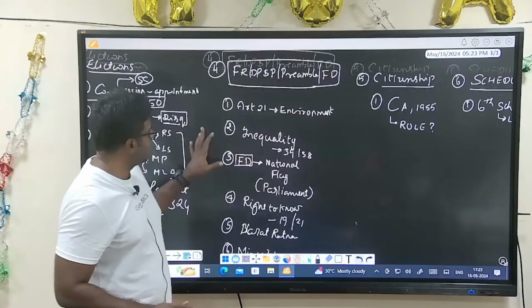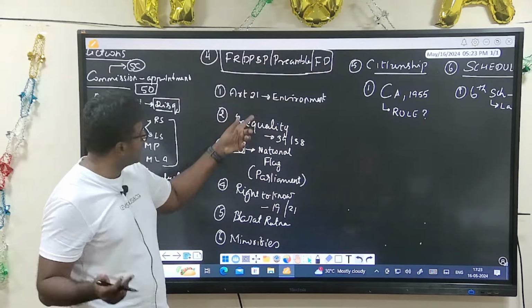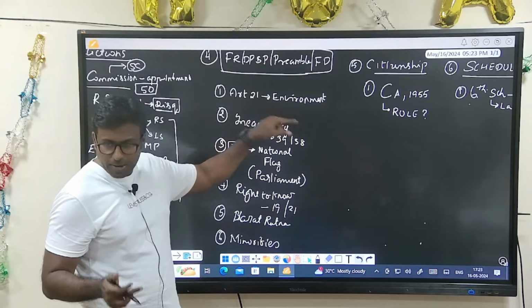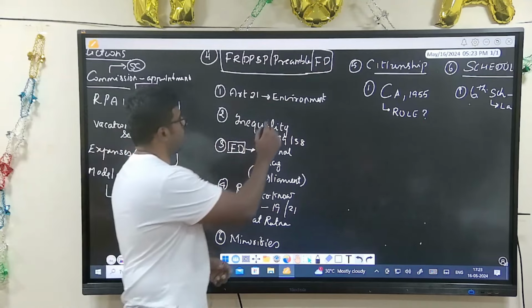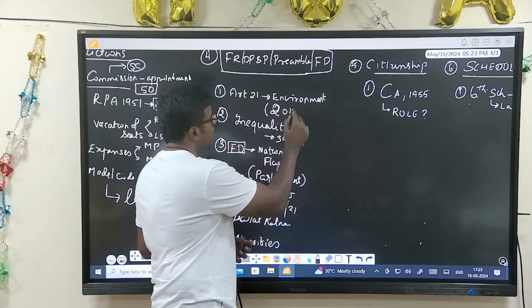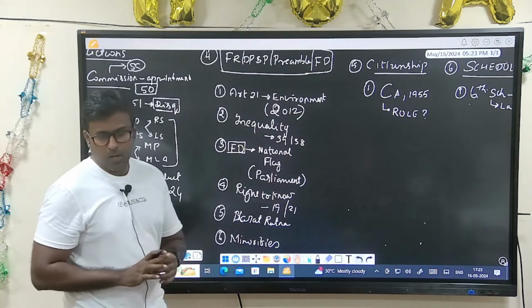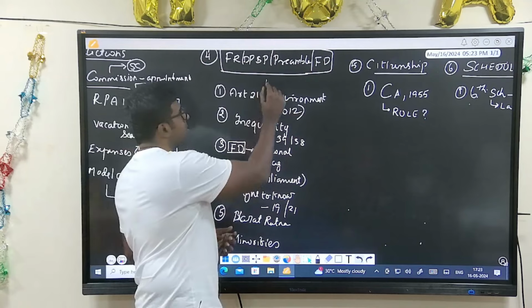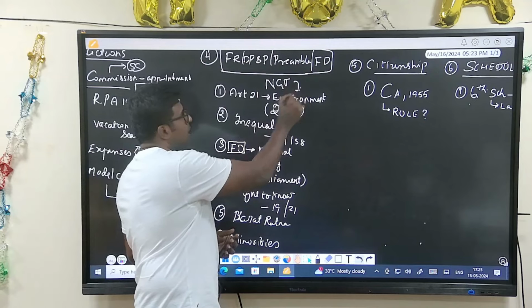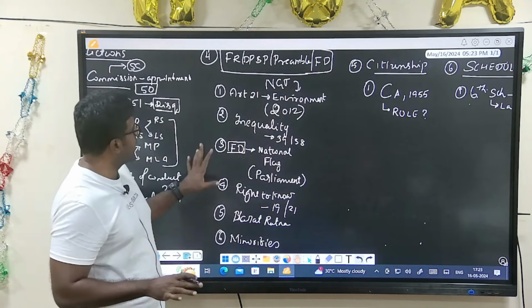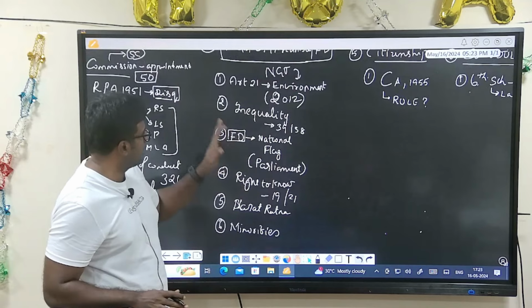It's the same thing. In that, this time I feel Article 21, the environmental right, is important. Already this was a question in 2012: under what article was the NGT passed? Article 21 is a right under which the environment is actually protected.